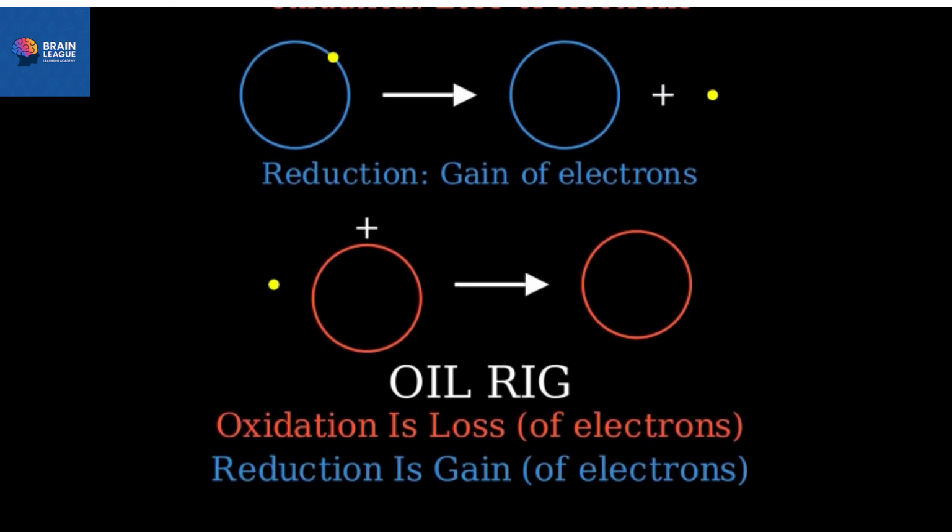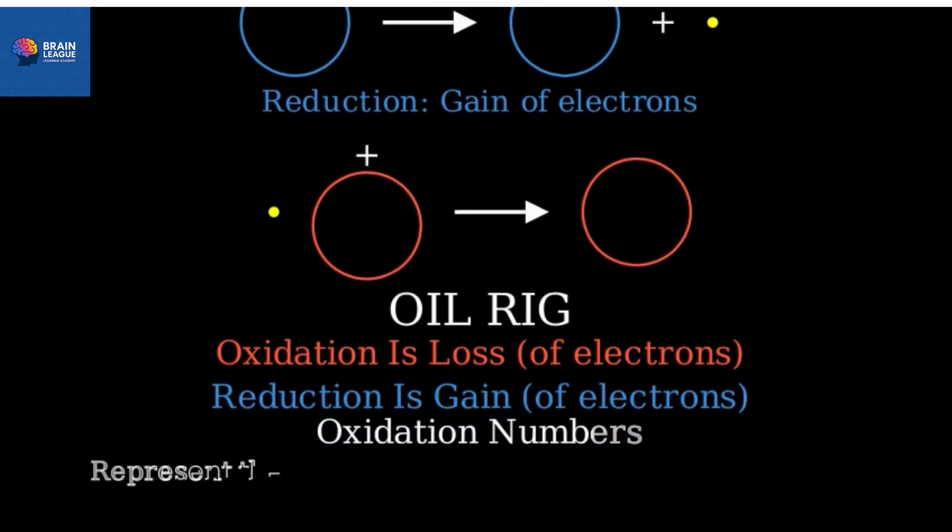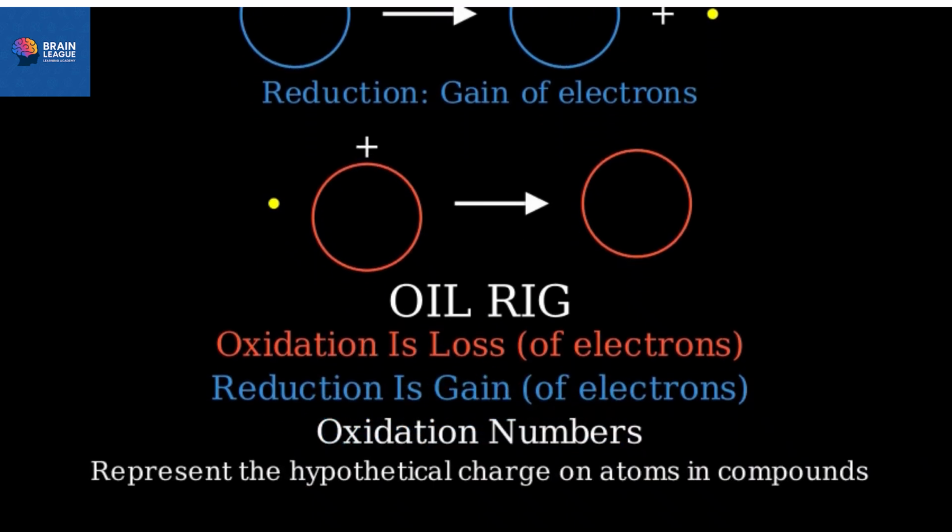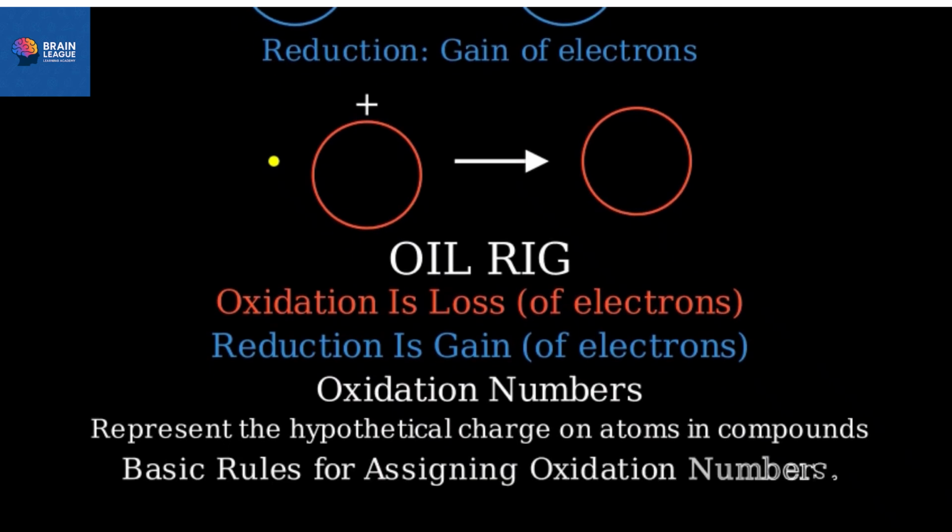To track electron transfers in redox reactions, chemists use oxidation numbers. An oxidation number represents the charge an atom would have if the compound was composed of ions. There are several rules for assigning oxidation numbers, but here are the basic ones.